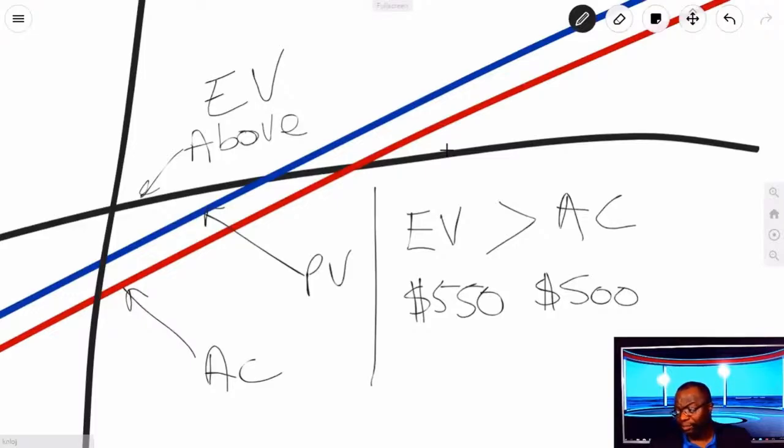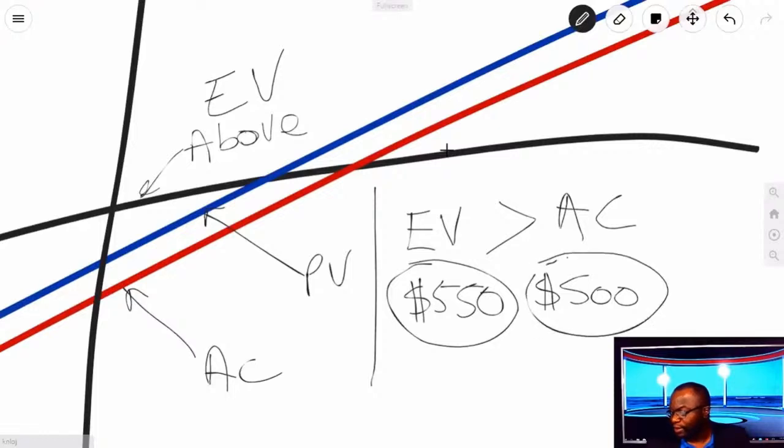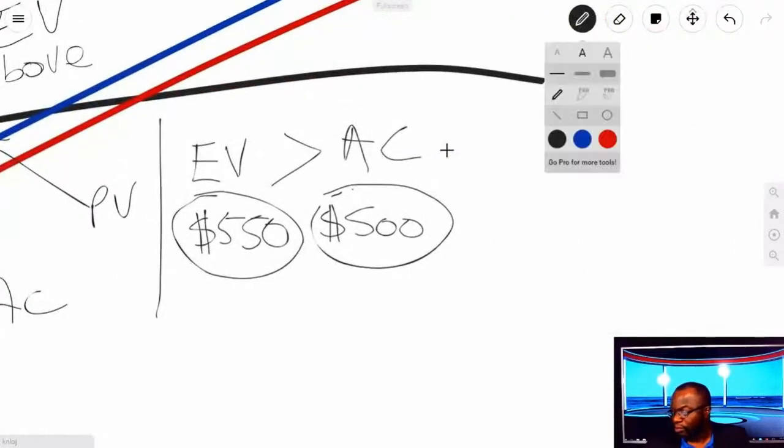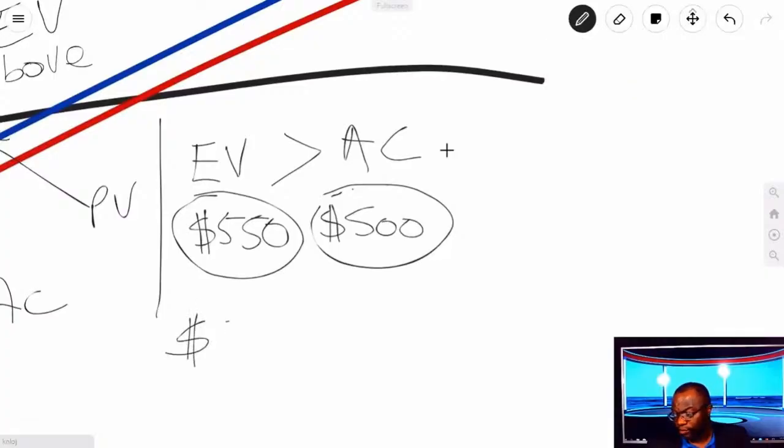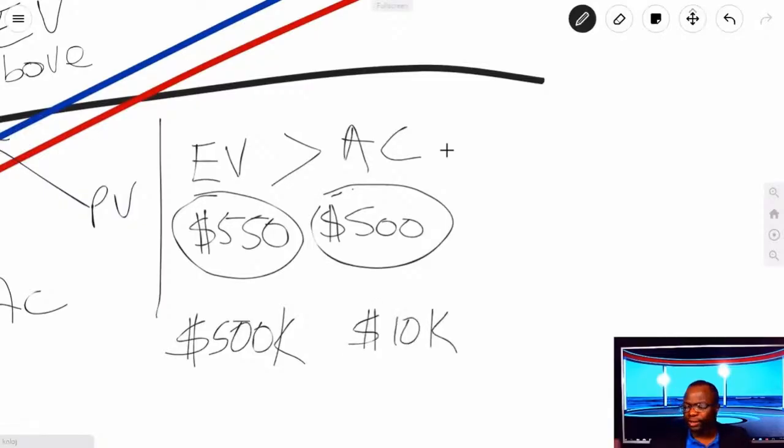That line being above everything else, if it's above AC, it means you are under budget. You got $550 worth of work done and you only spent $500. Or you got your 500K Bugatti or whichever car you bought and you only spent $10,000. Isn't that good? Isn't it good that your EV is above the AC? To give you a pragmatic example, it is a good thing. Okay? So you got 500K worth of work and you only spent 10K.